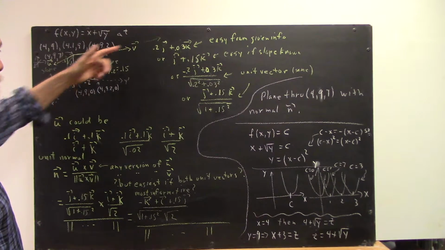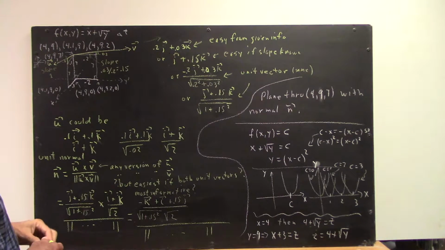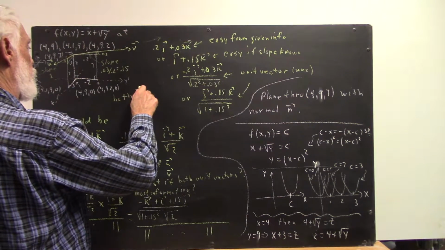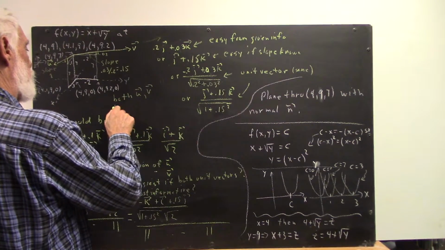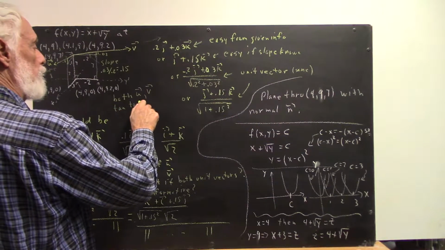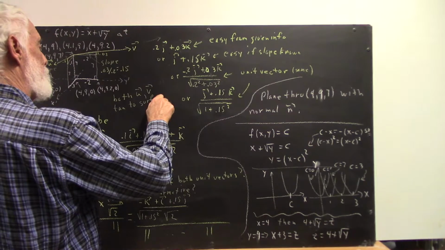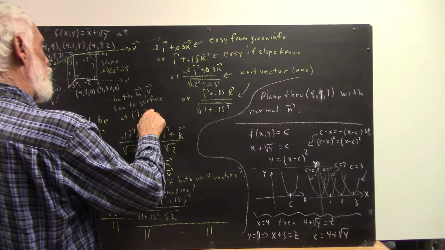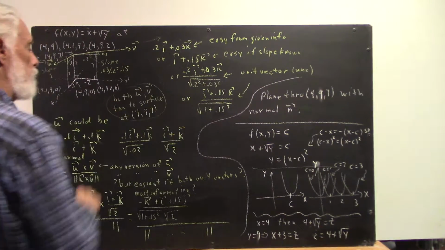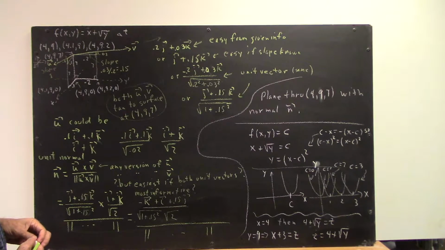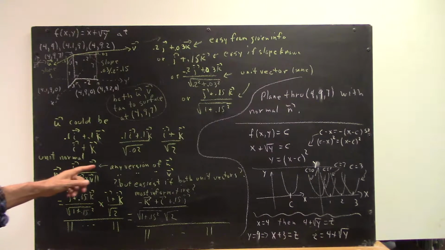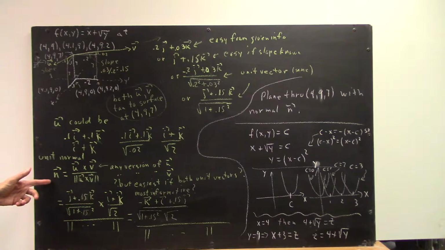Okay, so now we've got a vector v and a vector u, both tangent to the curve, I said, to the surface, at the point 4, 9, 7. Now we can proceed easily to get the normal plane. We just take the cross product of the two vectors. If we want a unit vector normal, we divide by the magnitude of that cross product.